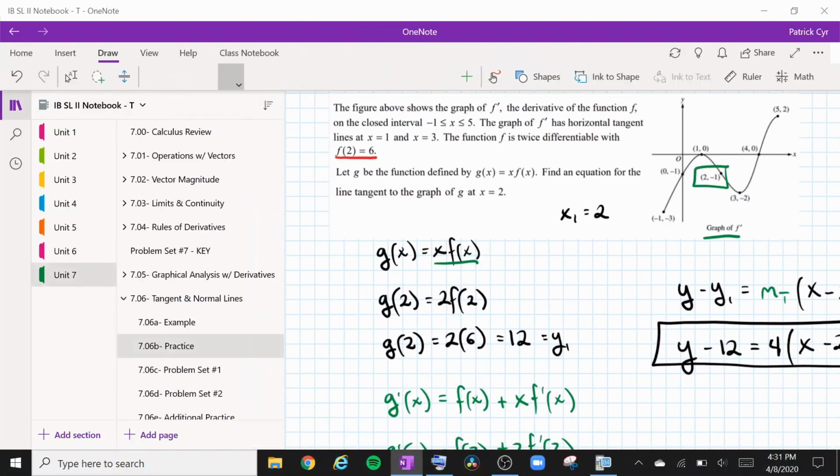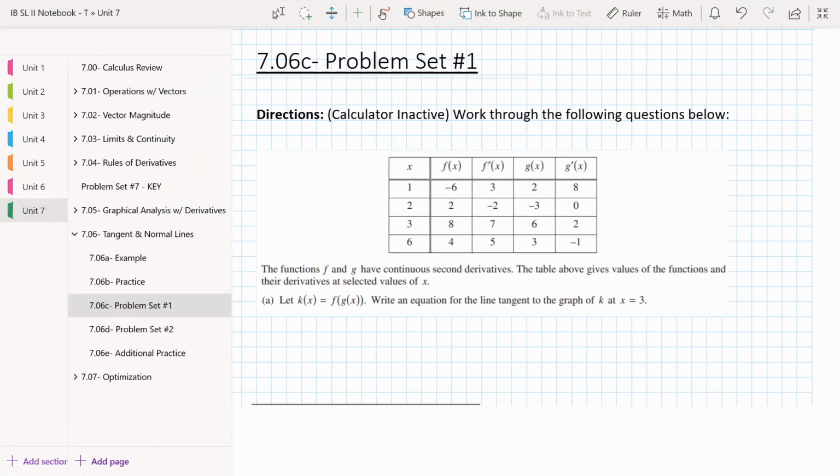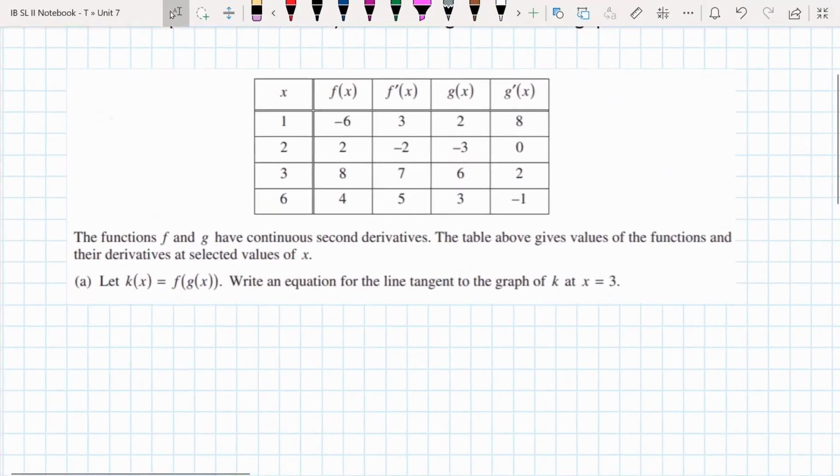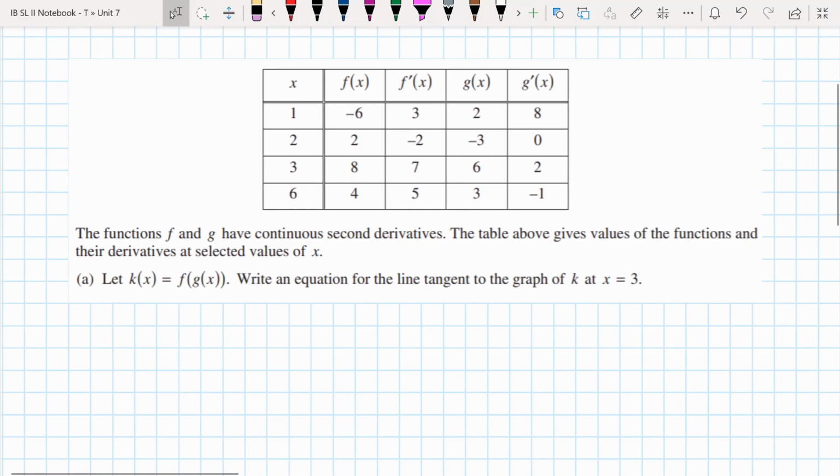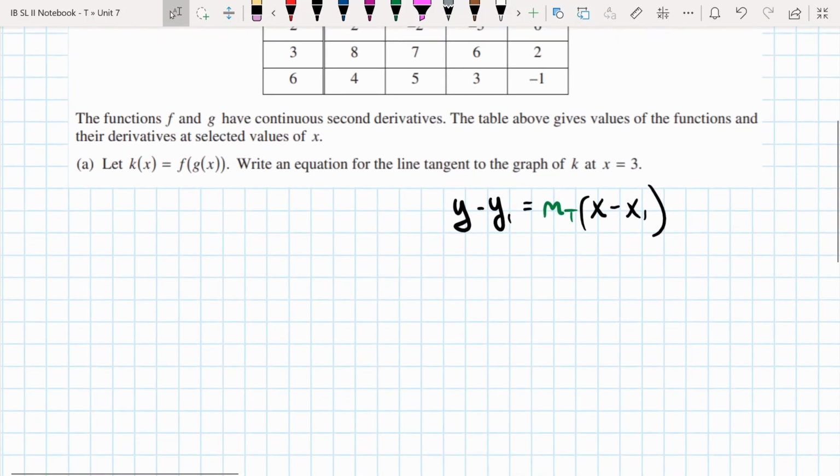All right, let's do a practice problem set. So very similar question. We're going to find the equation of the line tangent to the graph of k at x equals 3 when k is defined as f of g of x. Okay. Y minus y1 equals m sub t times x minus x1. That's always going to be our reference point here. So x1 is going to be 3.